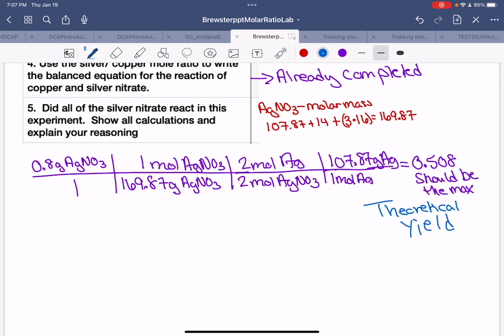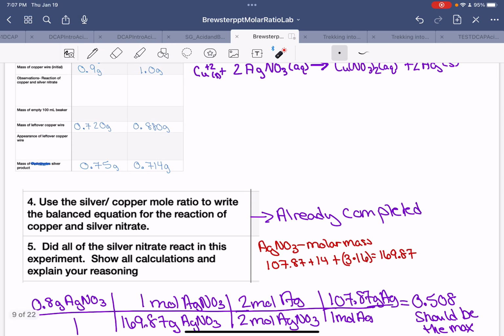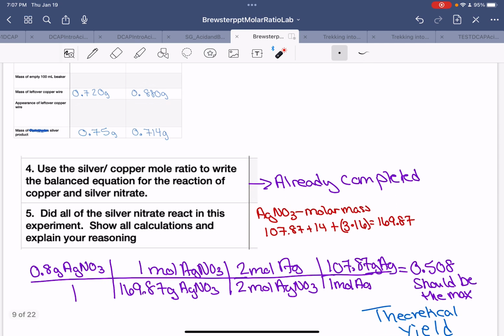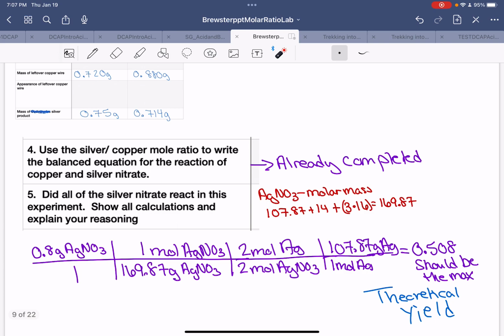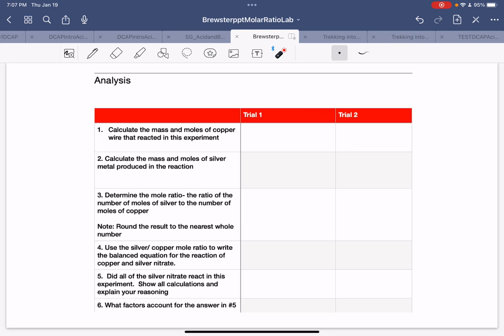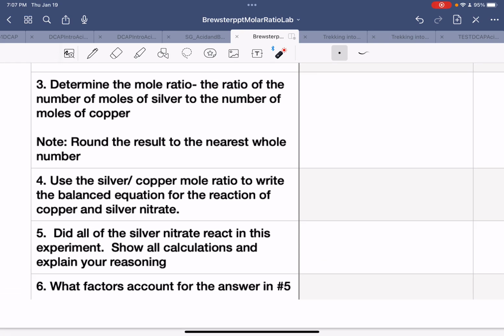which is a problem for this team because for some reason, this should be the maximum that they're able to produce, and yet they're saying they produce 0.75 grams. Okay? So then, question number 6 says, what factors account for the answer in number 5?